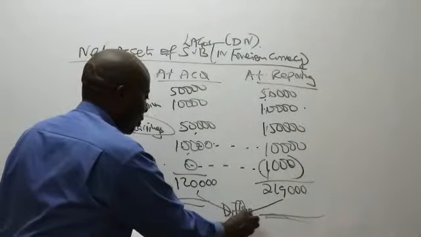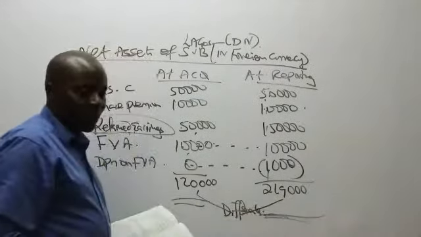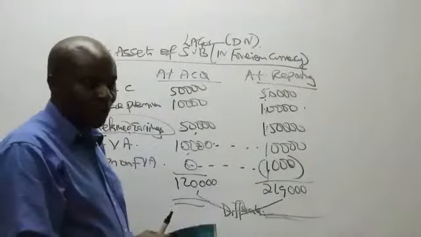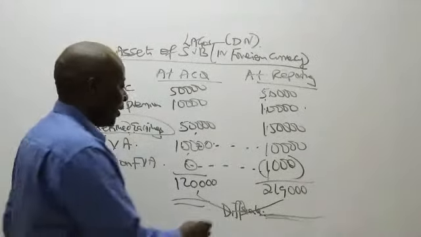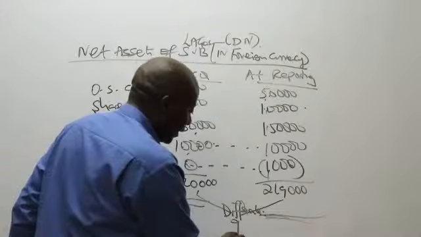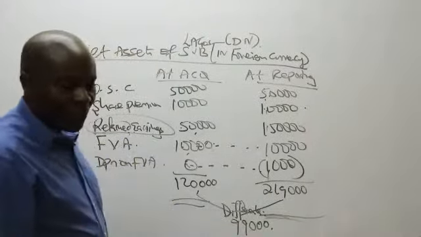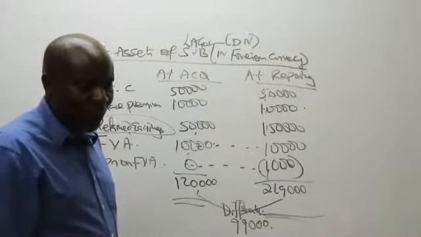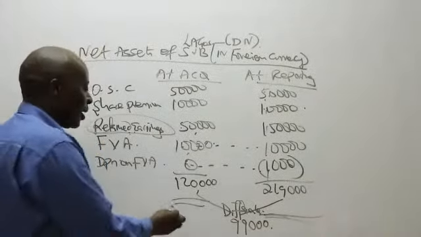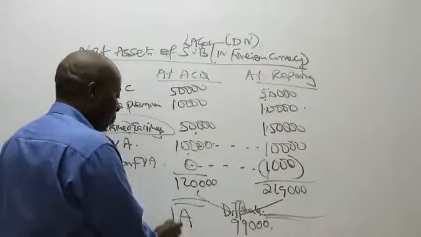So could you kindly give me the difference between the two? 99,000. So I'm being given a figure of 99,000 here. What name do we give to this difference? It's POP. Thank you very much, Robert. This is POP.